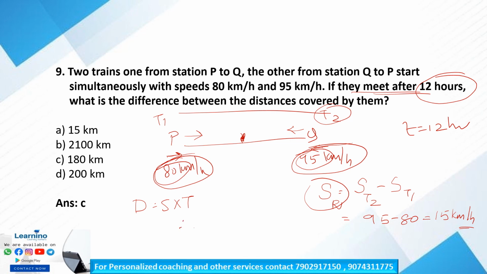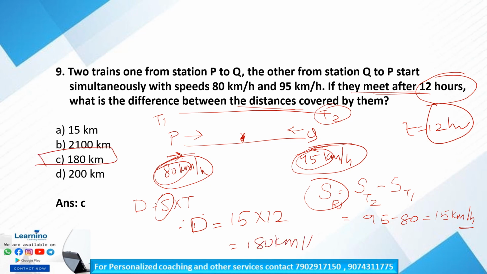Therefore, the difference between the distance covered by them is equal to speed into time. Speed is 15 kilometer per hour, the relative speed, into time, 12 hours. So 12 into 15 is equal to 180 kilometer. So option C is our correct answer, 180 kilometer.